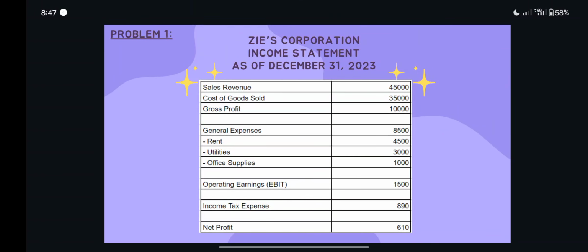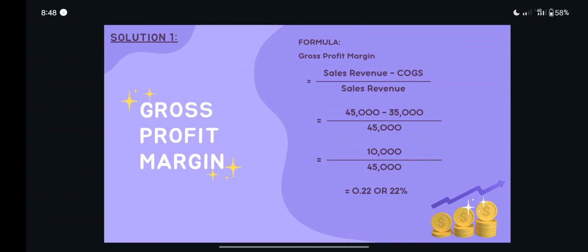First problem is Z's Corporation income statement. For this problem, we will look for the gross profit margin. The formula for gross profit margin is sales revenue minus cost of goods sold over the sales revenue.